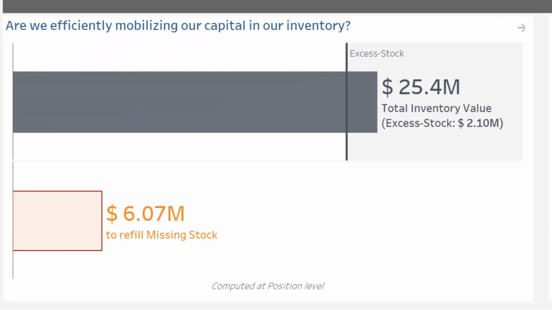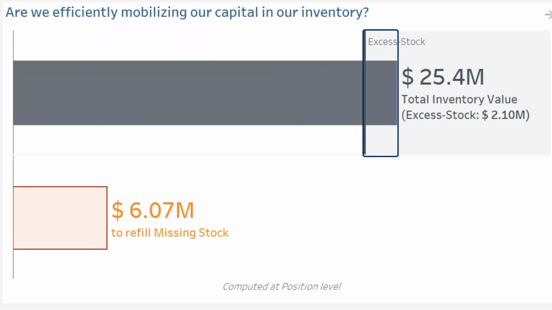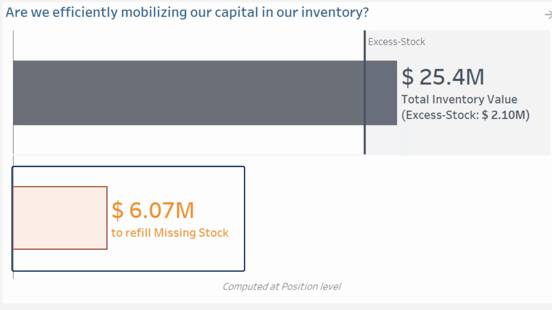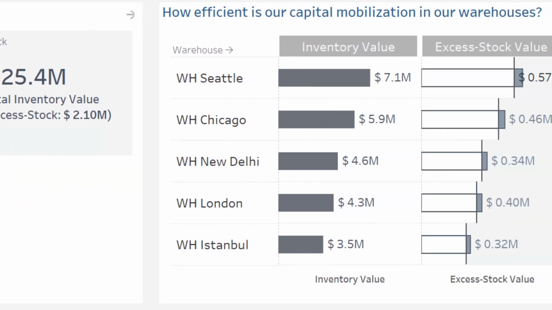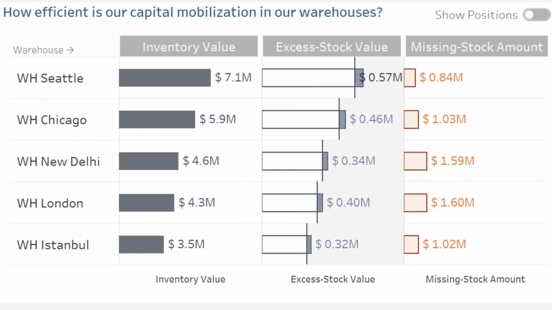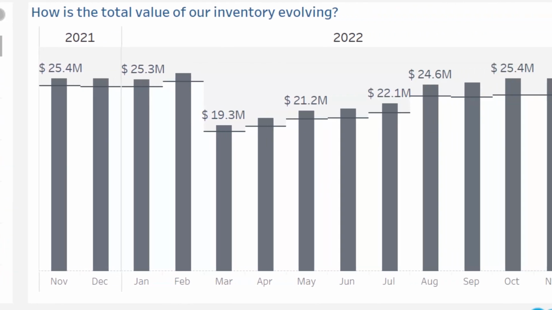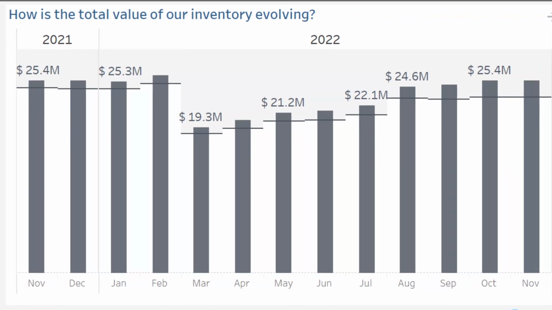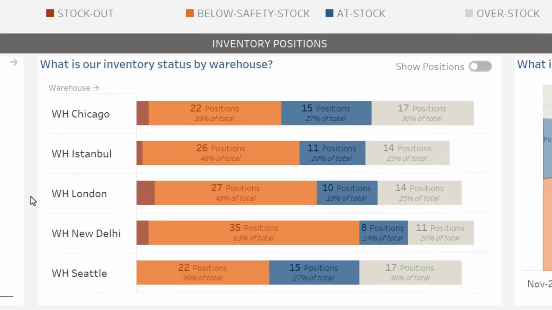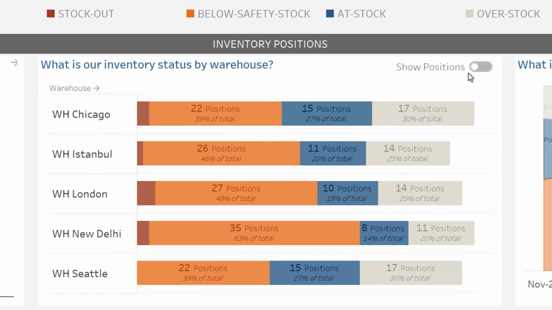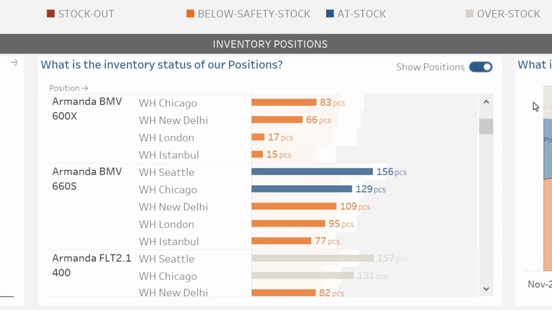Second, what is your total inventory value? What is the share of excess stock? What would it cost to refill all positions in shortage to safety stock? What about the situation per warehouse? How does it trend? Do you need an instant access to the detail of each inventory position? It is available in one click.